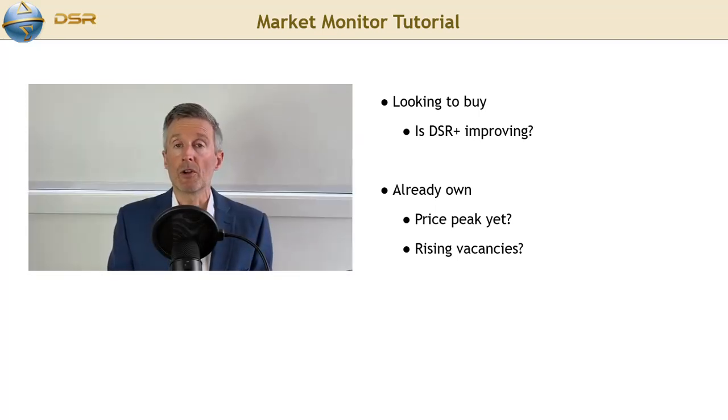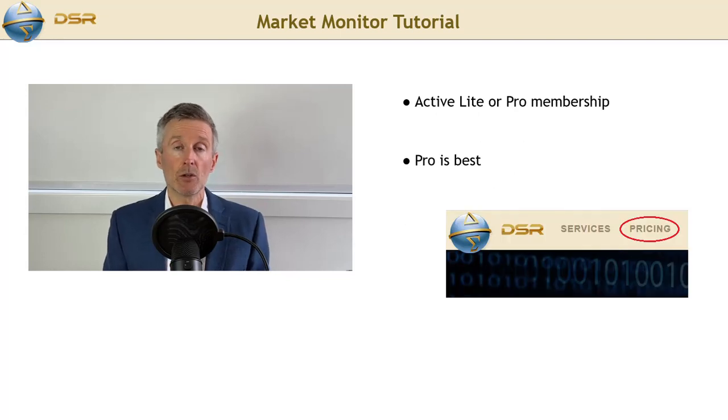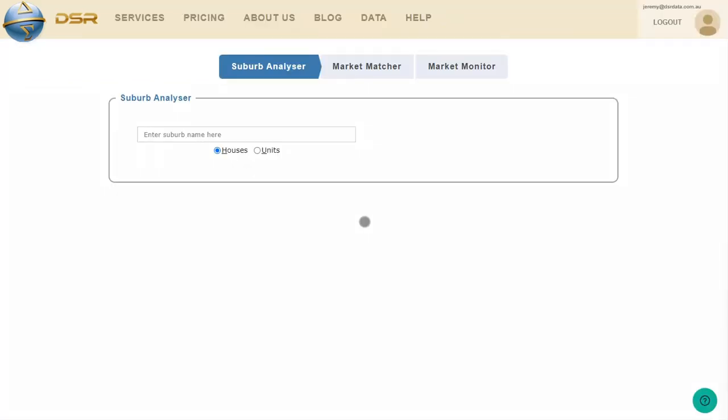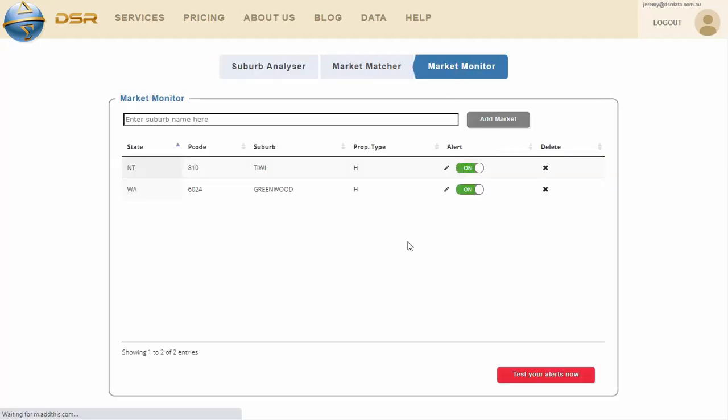To use Market Monitor, you need either a Lite or Pro membership. Pro is better, of course, because you have access to the best metrics on the website, including the DSR Plus. After logging in, select Market Monitor from the menu. In this example, I've already got two markets in the watch list that I added earlier: Tiwi, which is in Darwin, and Greenwood, which is in Perth.